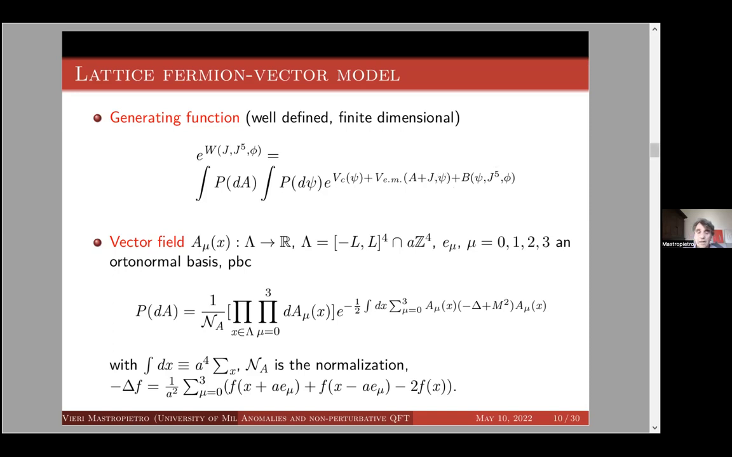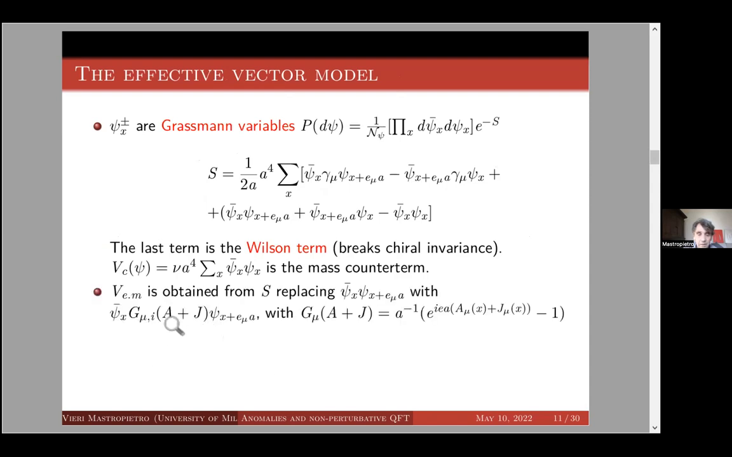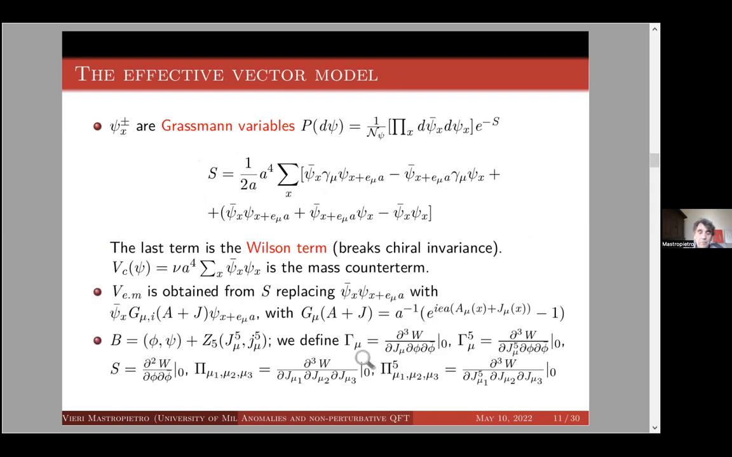So I can now define the observables. For instance, I call gamma the three-point function, the derivative with respect to J, phi, phi. Gamma 5 is the vertex function with respect to the chiral current. Pi is the third derivative with respect to J, and so on. Pi 5 is the average of J5, J, J. S is the two-point function. Okay, so everything is well defined.